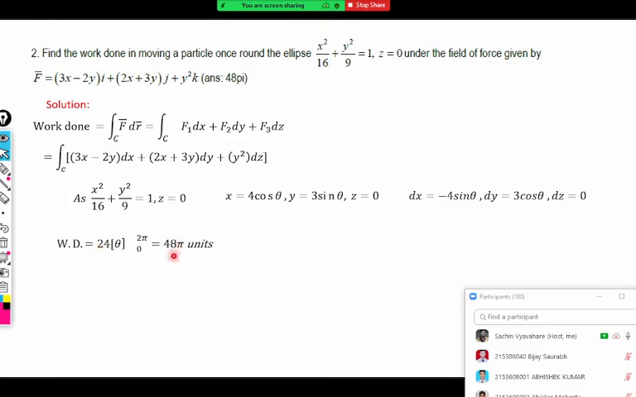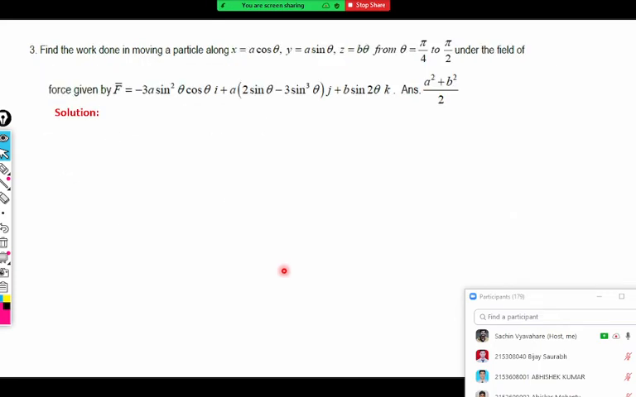The answer you will get is 48 pi. It is exactly the same way as we did in the previous question. I hope there should not be any doubt in the second question. I dropped some steps here and directly wrote the answer; you should write them out. Okay, clear? Good. So the next, third one, is the second last question for today.